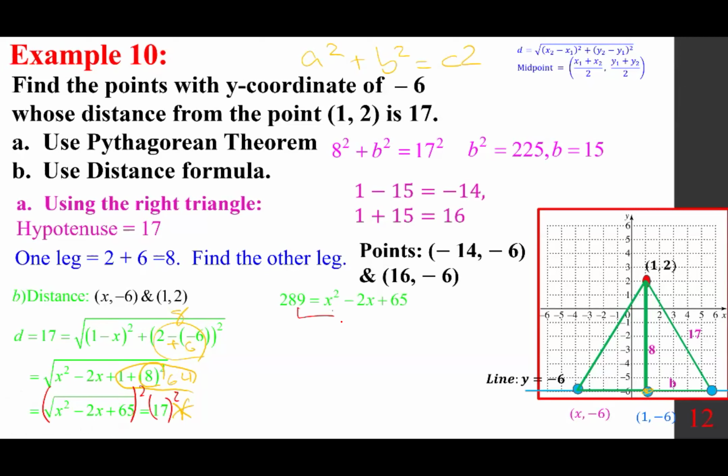I'm going to move this and subtract it from 65, and I get minus 224. And I can factor this, or I can use the quadratic formula, and I get x plus 14 times x minus 16. And that's the factored form. x is either negative 14 or positive 16. We discuss factoring further later on, although you have seen some basic ones. And that gives you the same answer as here, because x is minus 14 or x is positive 16. And the y coordinate was fixed at negative 6. We have the same answer as here.